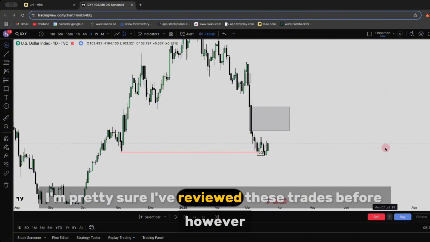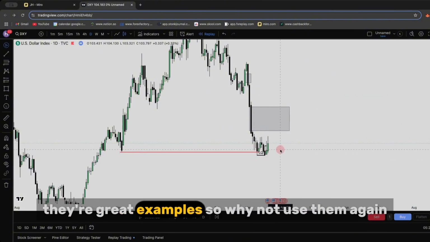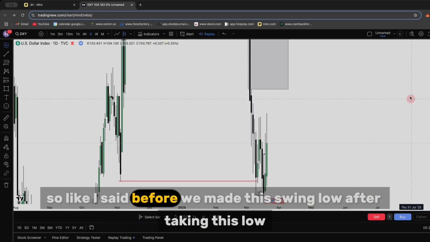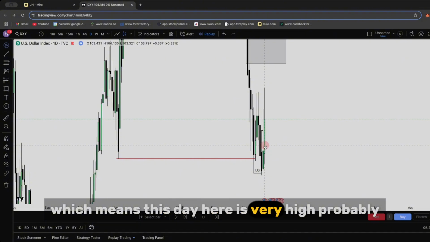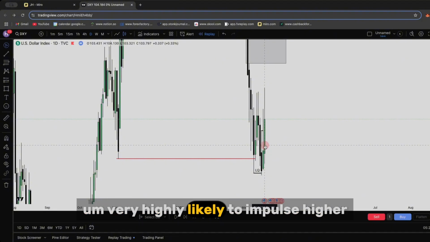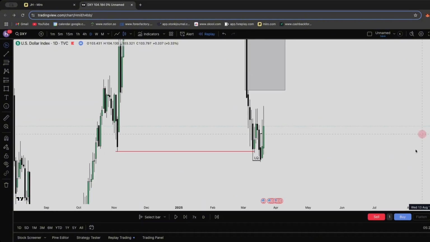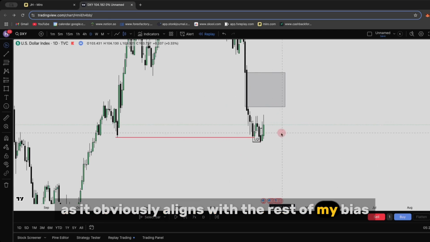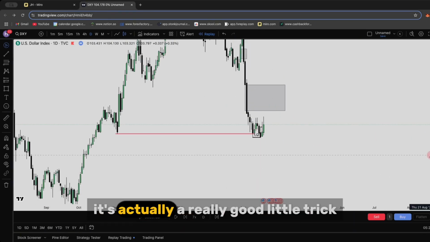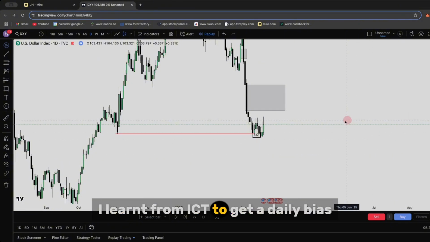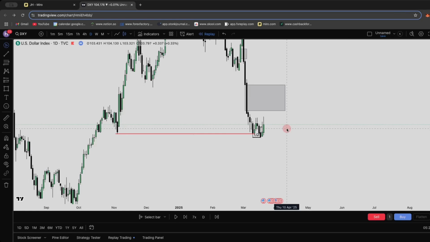I'm pretty sure I've reviewed these trades before, however, they're great examples, so why not use them again? Like I said before, we made this swing low, and after taking this low, this day here is very highly likely to impulse higher, as it aligns with the rest of my bias. As it did here, we swept this low and price moves up. This happens about 80% of the time. It's a really good little trick I learned from ICT to get a daily bias.